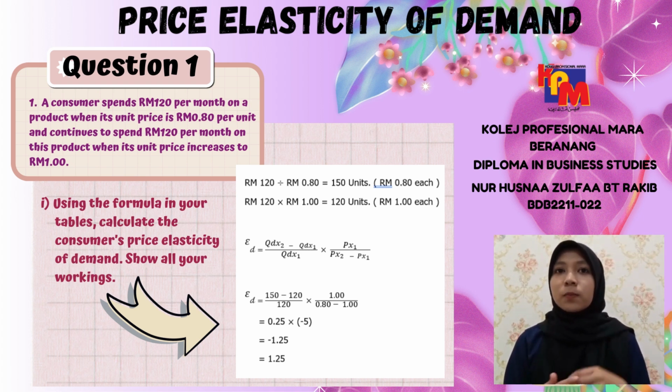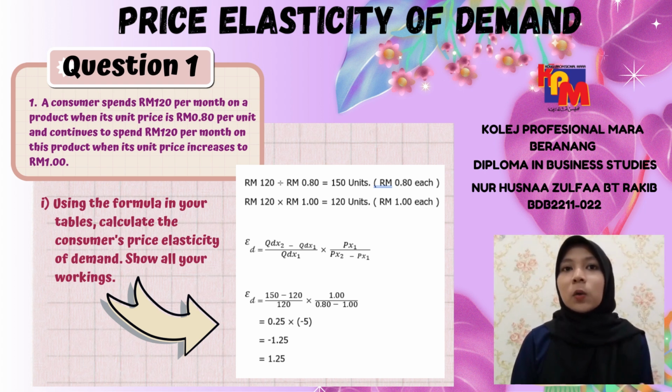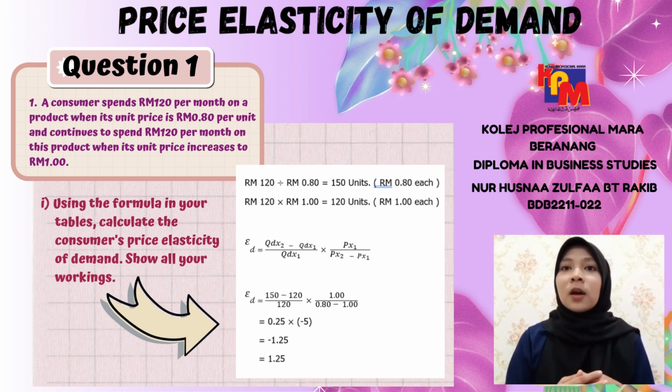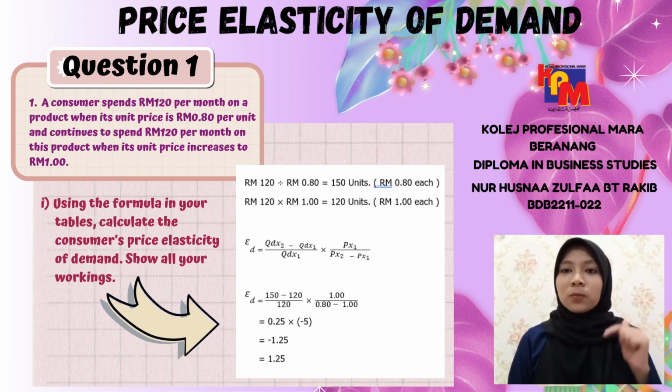Based on the information provided in the question, consumers spend RM120 per month on a product when its unit price is RM0.80 per unit, and continue to spend RM120 per month on this product when its unit price increases to RM1. By this, we can identify that the first quantity demand for this product is 120 units and the second quantity demand for this product is 150 units.